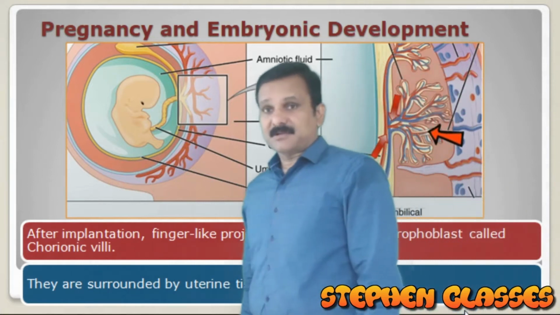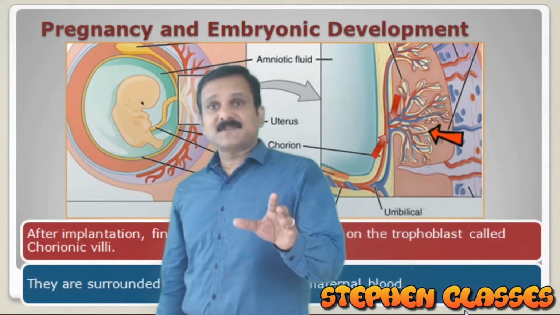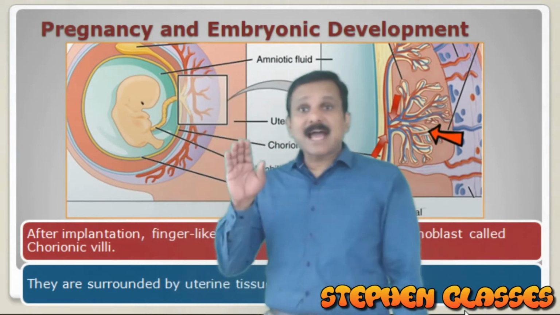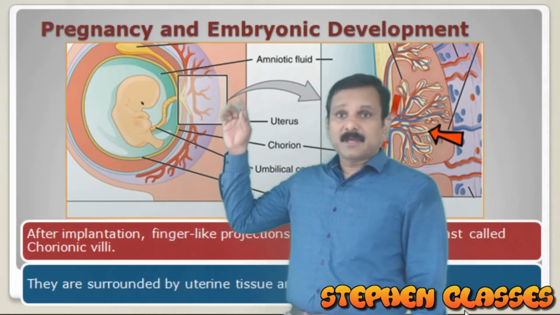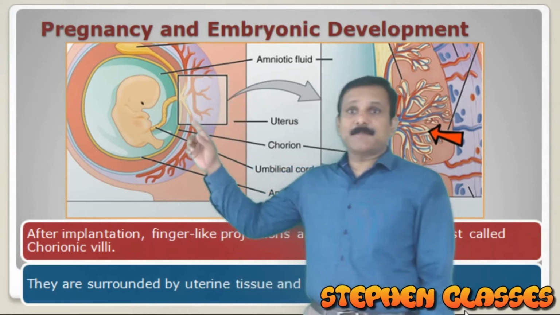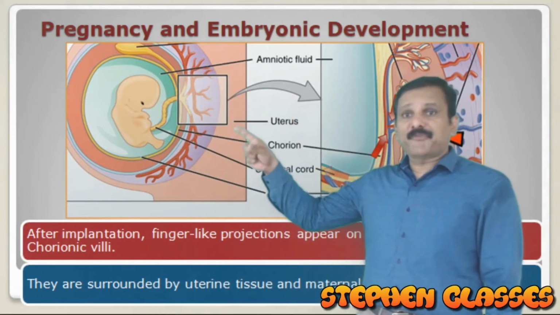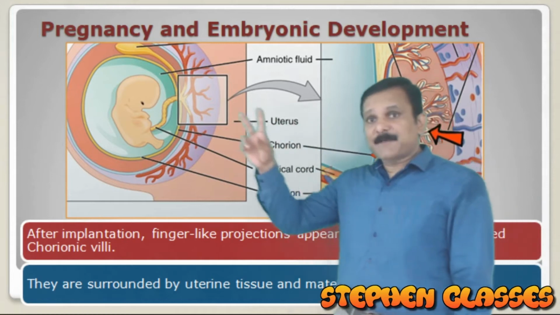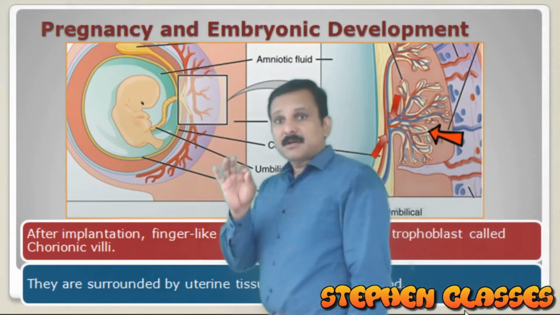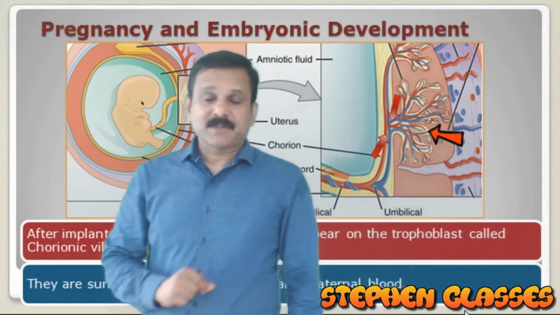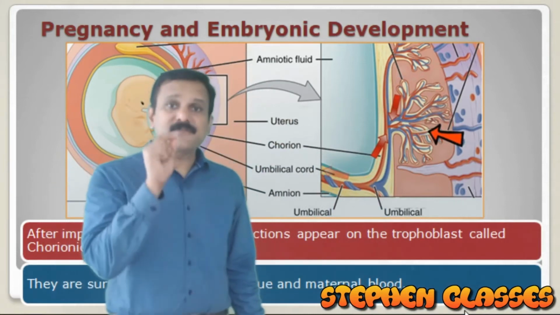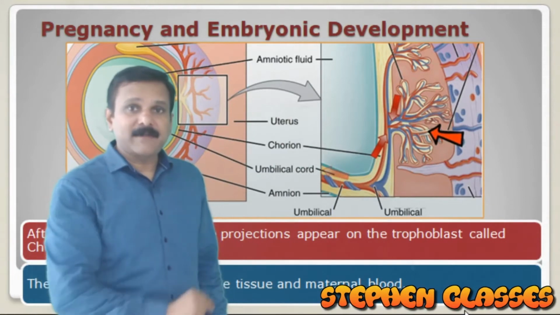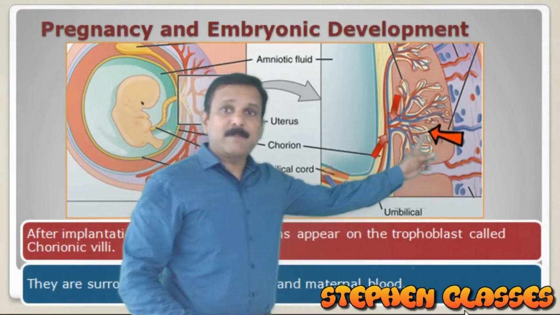After implantation, which we have discussed in the last part, some finger-like projections will appear on the trophoblast portion of the blastocyst. These finger-like projections formed from trophoblast are known as chorionic villi. So some chorionic villi will be formed.